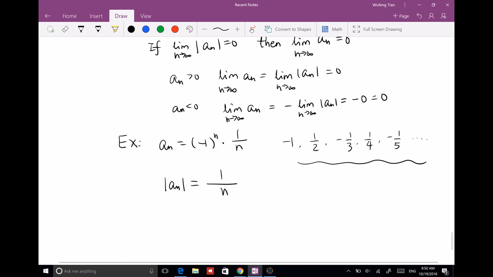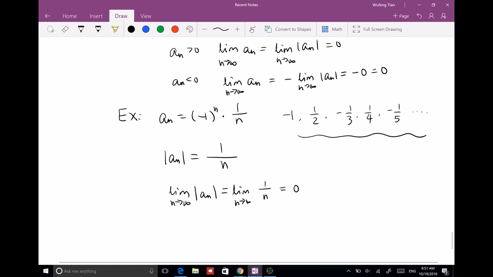So this is just 1 over n. I know that the limit as n goes to infinity of the absolute value of a_n, which is 1 over n, equals 0 for sure. And then from the theorem, the limit as n goes to infinity of a_n, which is negative 1 to the power n times 1 over n, also equals 0, because the absolute value converges to 0, so the sequence itself also converges to 0.